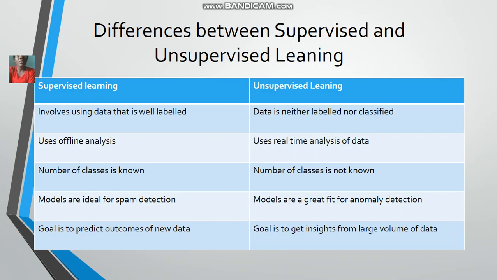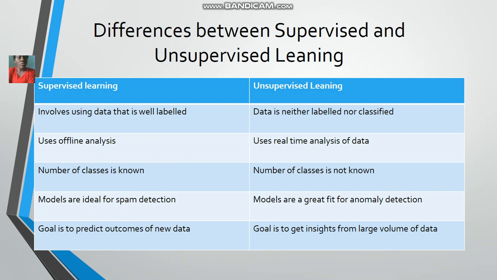So these are the differences between supervised and unsupervised learning. Supervised learning involves using data that is well labeled, while in unsupervised learning data is neither labeled nor classified. Then supervised learning uses offline analysis, while the other uses real-time analysis of data. Then classes: in supervised learning the number of classes is known, while in unsupervised the number of classes is not known.